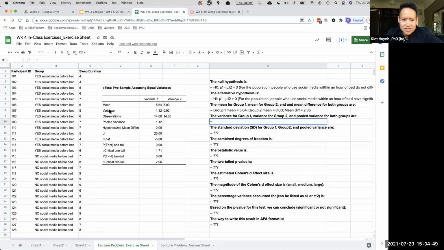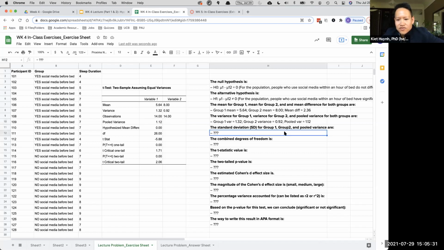All right, variance for group 1, variance for group 2, pooled variance for both groups. Variance is this row. Group 1 variance equals 1.32. Group 2 variance equals 0.92. And pooled variance, that's this one right here, equals 1.12. Pooled variance is just the combination of the variance from both groups, and it's basically just the average. So you highlight both of these, you go down here, see the average is 1.12, which is the same value as the pooled variance.